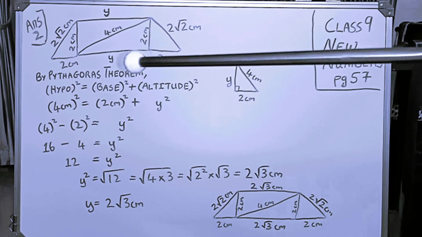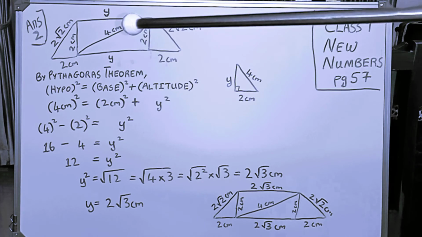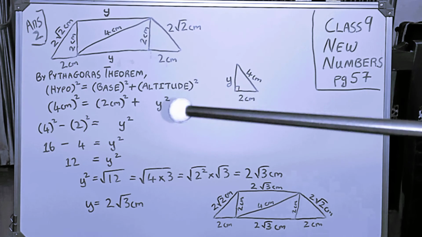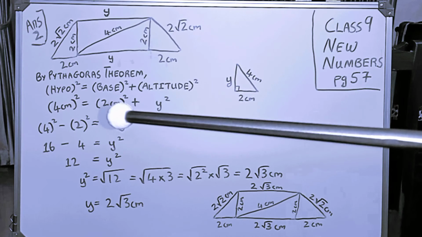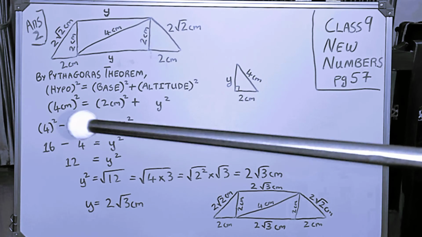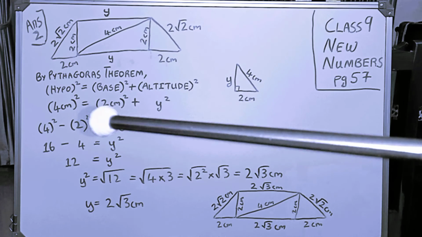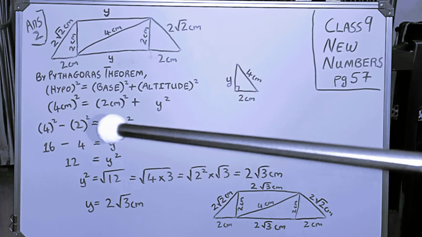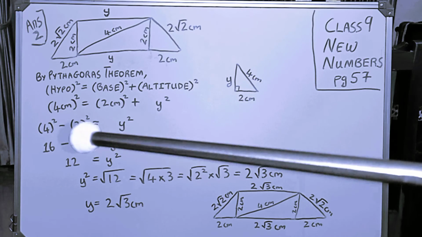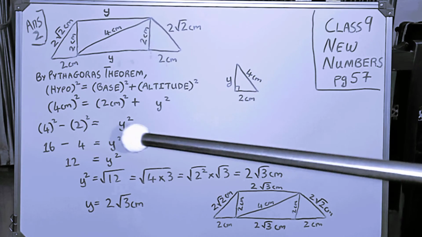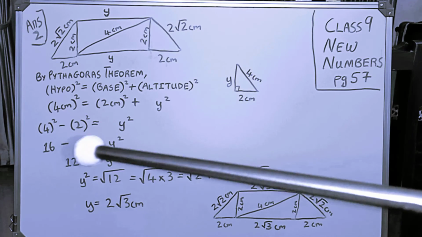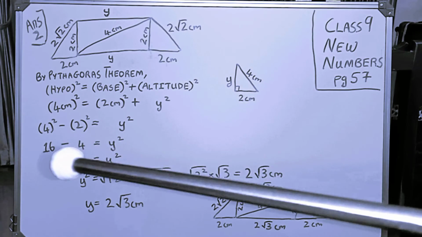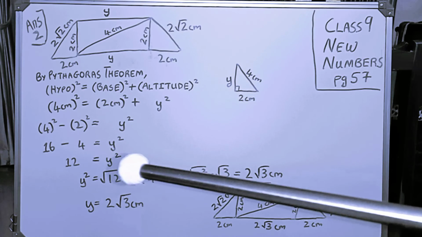Now the altitude, the height of this triangle, we have taken as y, so y square. This 2 centimeter square, when we take to the opposite side, the plus sign will turn to minus sign. So this would be 4 square minus 2 square is equal to y square. 4 into 4 would be 16, and 2 2s are 4, equal to y square. And 16 minus 4 is 12, equal to y square.